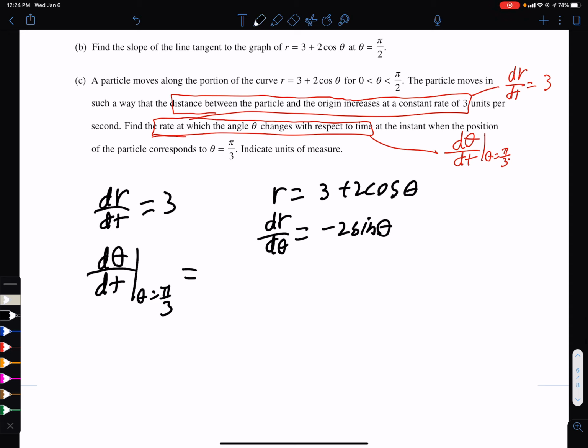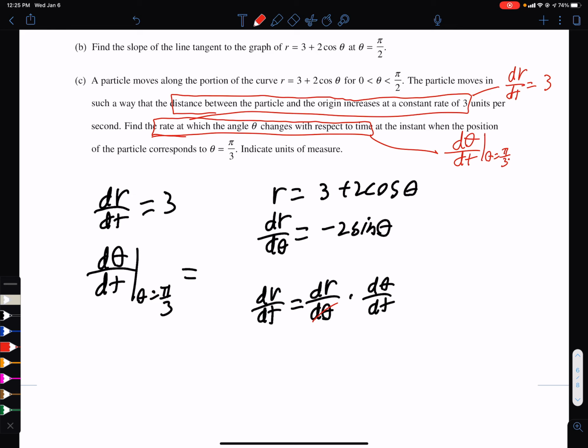It doesn't matter which way you do this, but I'm going to start with dr/dt. With that one, I know it's 3. So I want a dr on top. Here's a dr on top, so I'm going to make that dr/d theta. But I want a dt on the bottom. Well, there's a dt on the bottom, so I'm going to make that d theta/dt. And if you look, that matches up, right? Because of the d thetas. So that's using the chain rule.